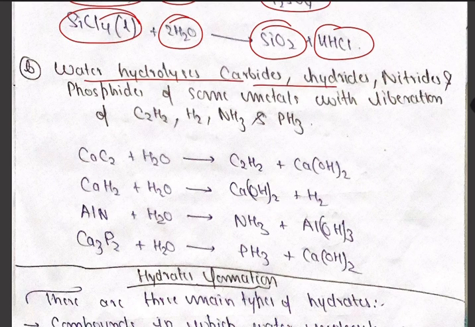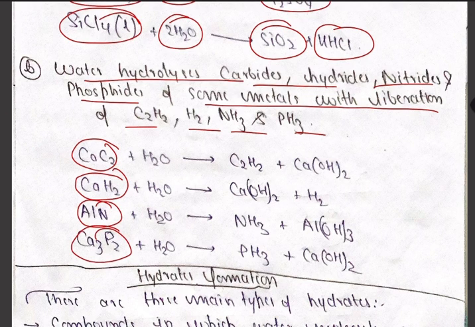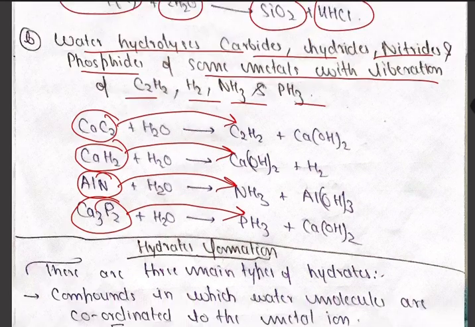Water hydrolyses carbides, hydrides, nitrides, phosphides and some metals with the liberation of C2H2, H2, NH3 and PH3. We can see the hydrolysis of carbide CaC2, calcium hydrides, nitrides and phosphides. Carbides form C2H2, and hydrides form the hydroxide. Nitrides form the hydride of nitrogen, and phosphides form the hydride of phosphorus.